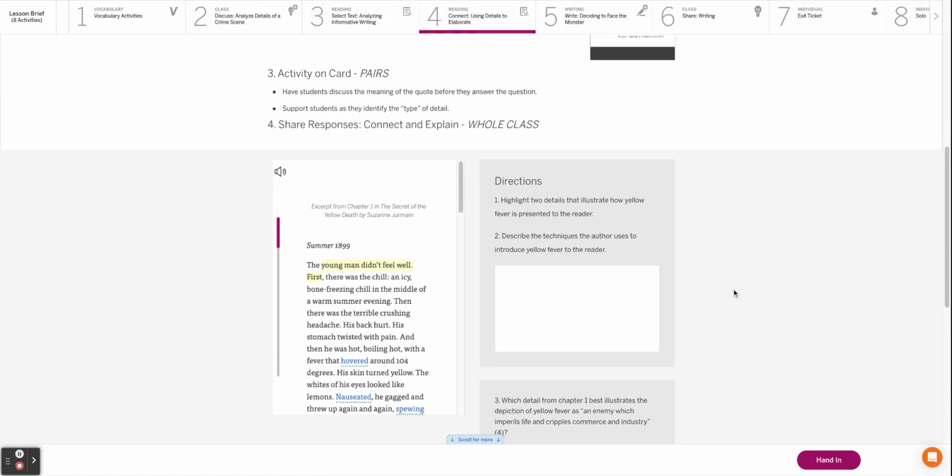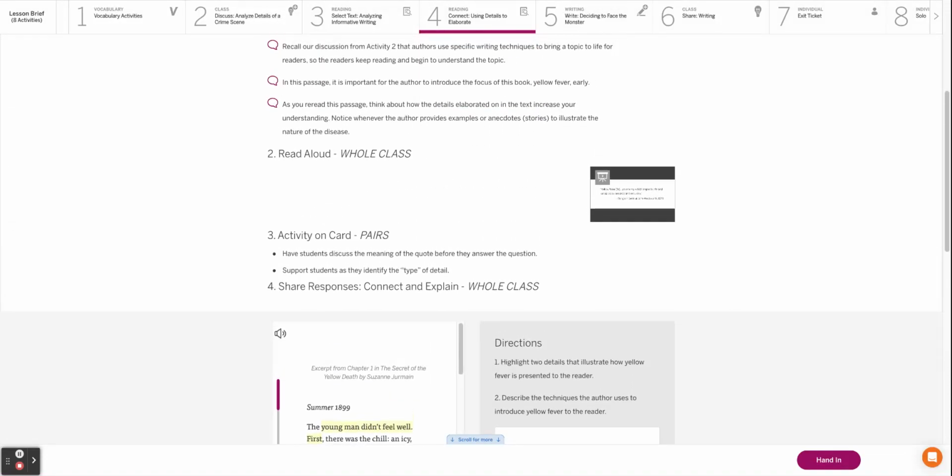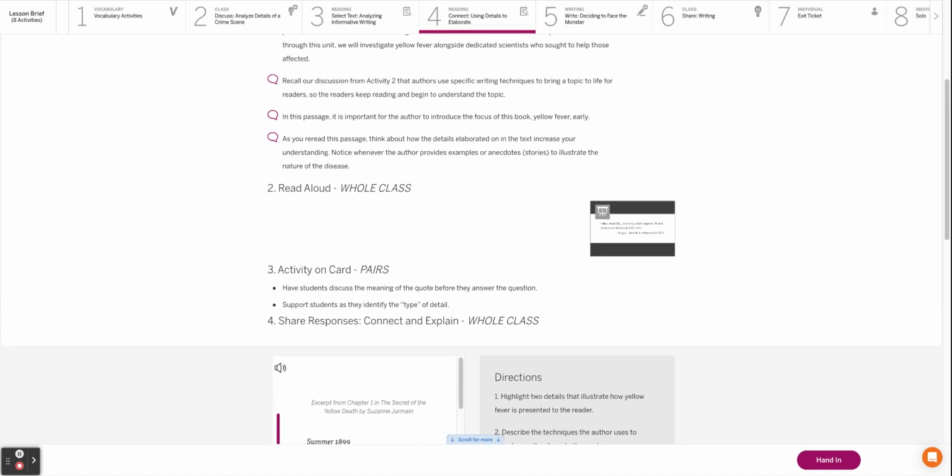All right, everybody. We're going to continue building our understanding of yellow fever by really digging into the details of how it is described. Think of those techniques that you looked at in the last activity, those 5 different techniques. How are those helping you see the details so clearly in your head that you have a great understanding of what's happening?